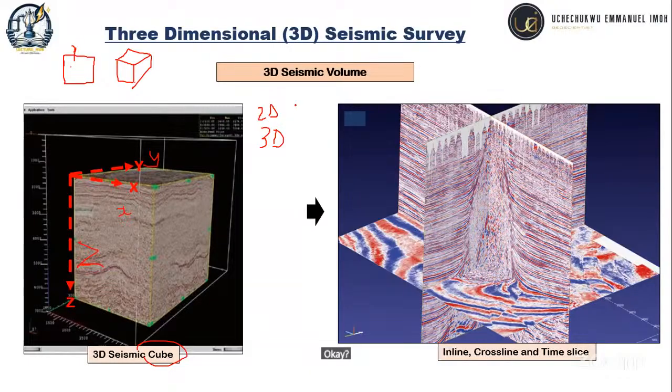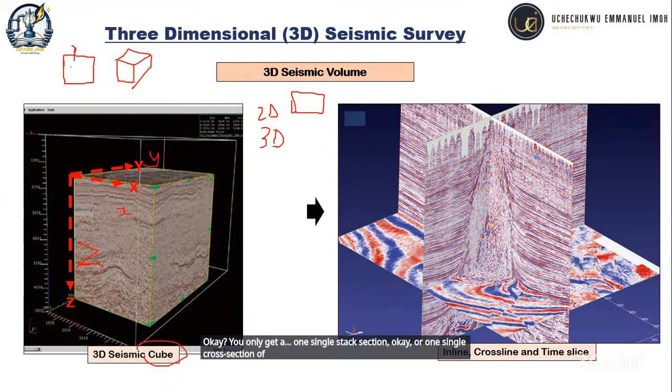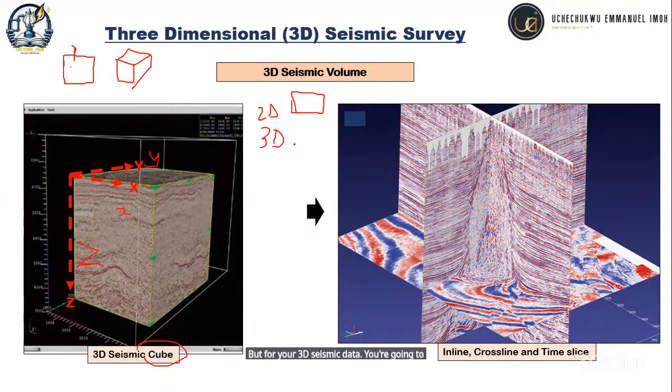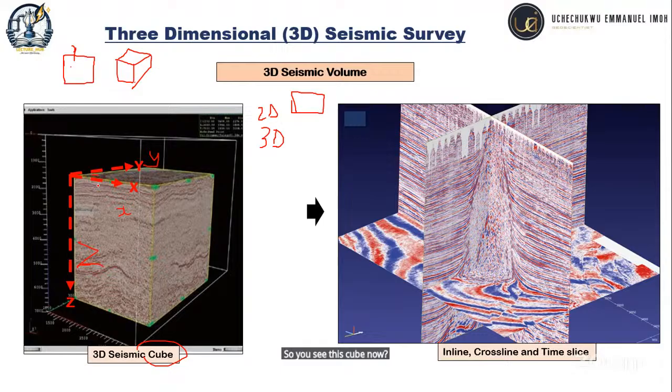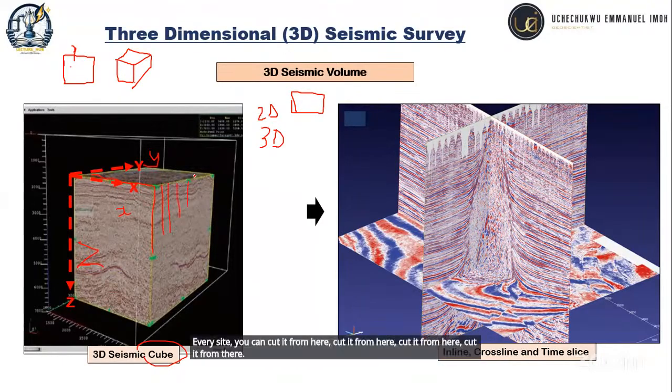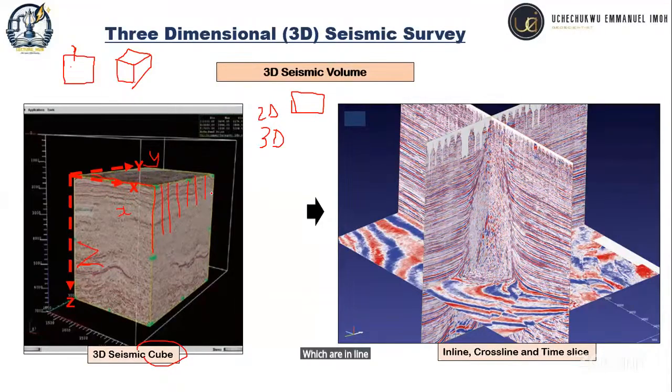Okay? You only get one single stack section, or one single cross section of the subsurface, which is your stack section, just one stack section. But for your 3D seismic data, you're going to get multiple stack sections or multiple cross sections of the subsurface. So you see this cube now, you can take this cube and divide it from every side. You can cut it from here, cut it from here, cut it from here, cut it from here, which are in line with your receiver lines and your shot lines.